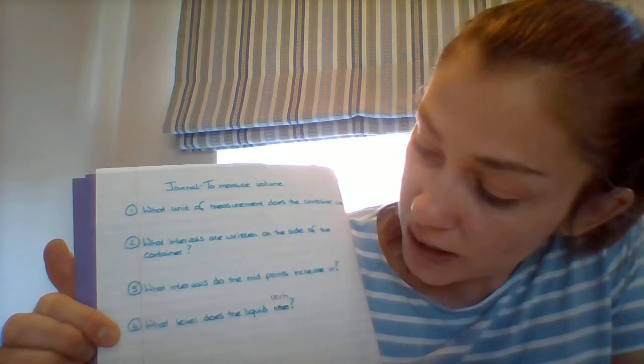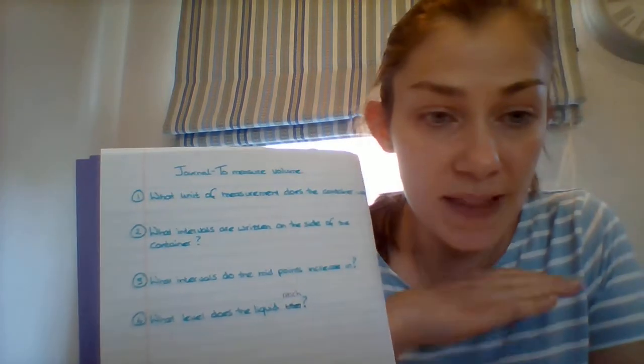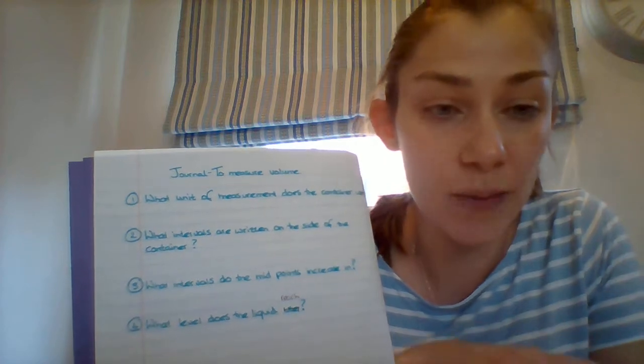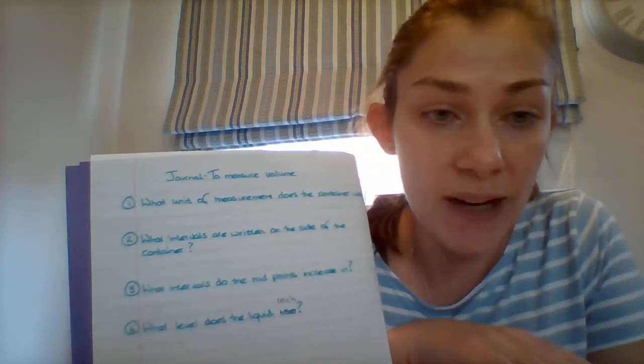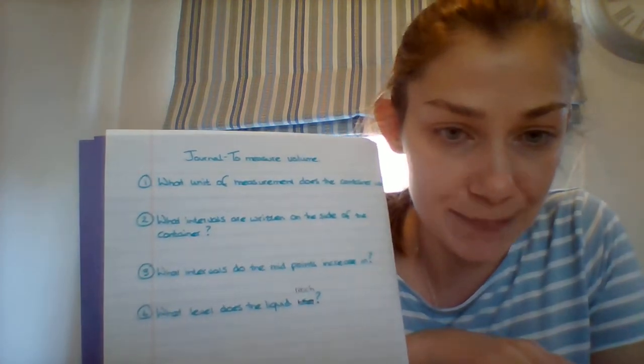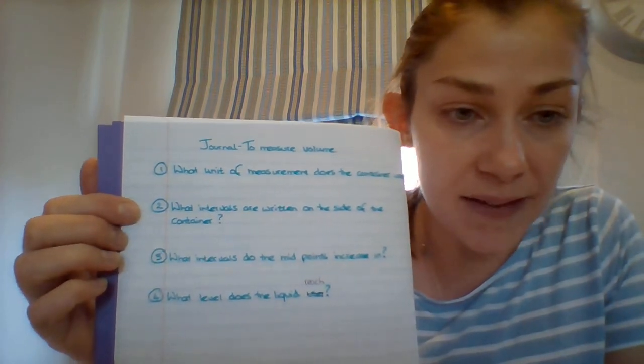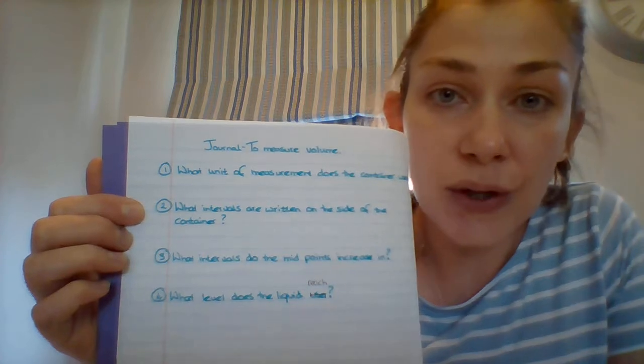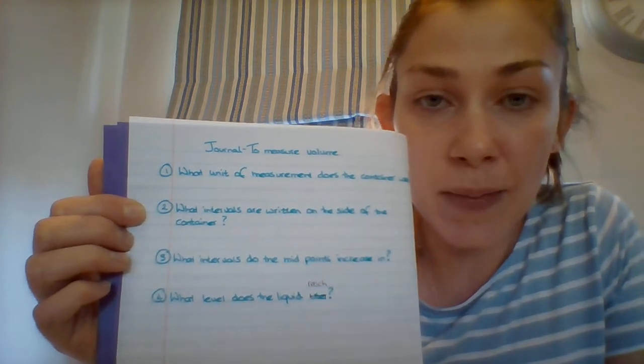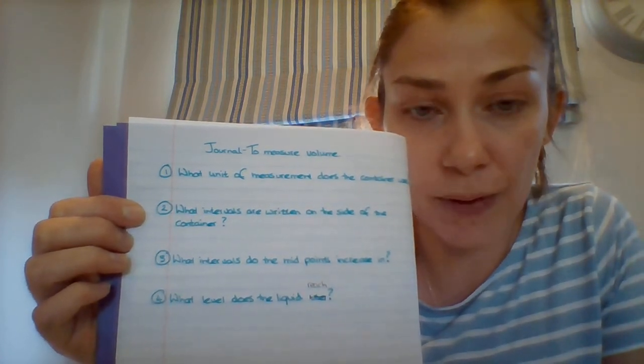And the last one is, what level does the liquid reach? That's going to be the last step so that we make sure that we accurately read the volume of liquid that is in that container. So those are the steps we're going to be looking at. As I said, the journal is saved in the swans and the swallows folders, so you can look at that as I explain today if you think that's helpful.